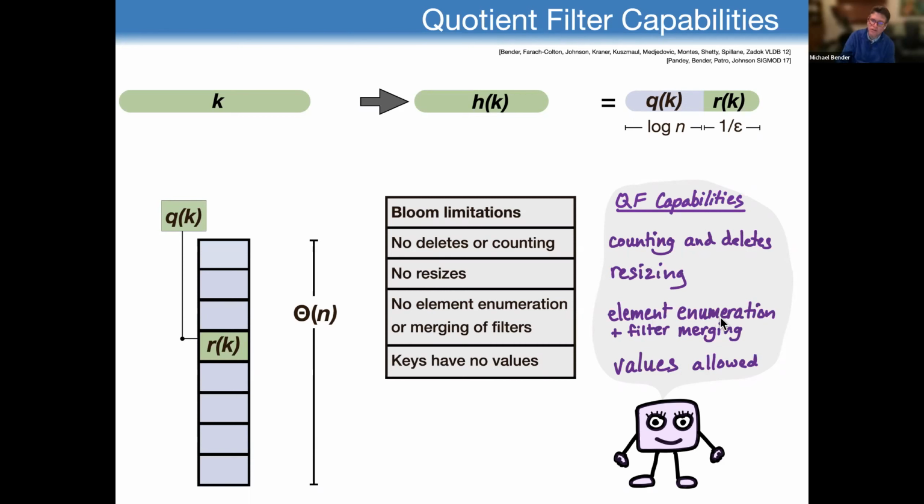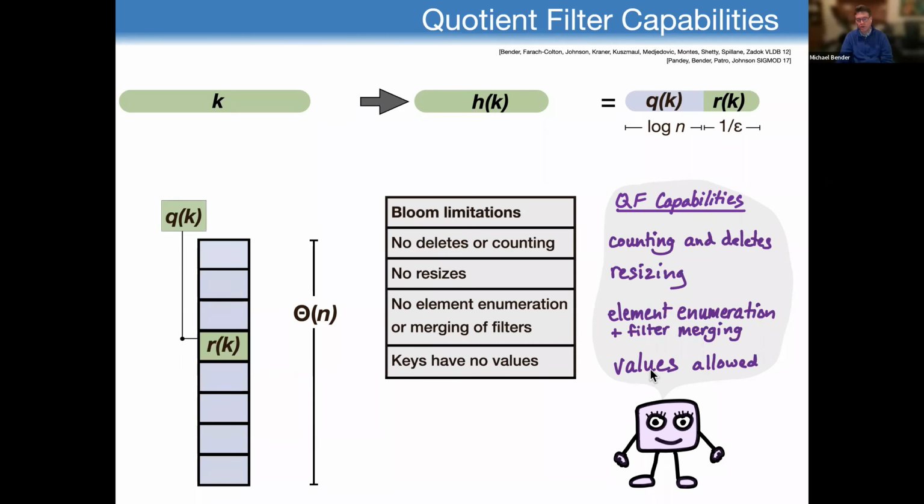And you can also do element enumeration and filter merging. This has turned out to be much more important than I would have expected. Just the ability to take all the fingerprints in your filter and merge them with the fingerprints in a different filter turns out to be a very, very important thing. This is actually much more important, for example, than supporting deletions. Deletions, I haven't seen that many uses of, but this I've seen a lot.